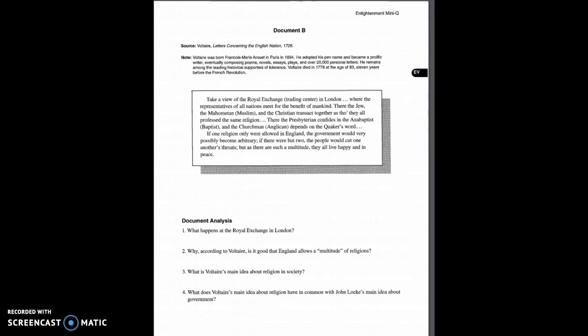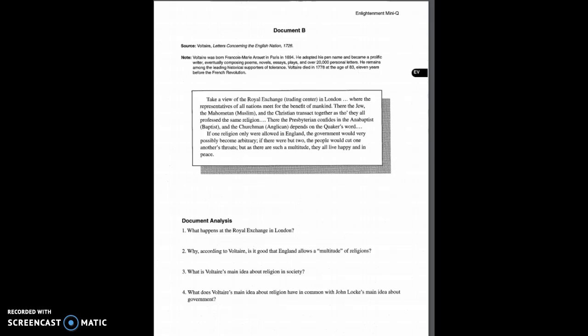There the Presbyterian confides in the Anabaptist, and the Churchman depends on the Quaker's word. Okay, so Voltaire here is giving examples of if you're confiding in someone, you're talking, you're putting your trust into them. If you're depending on someone, you have a relationship. So he's kind of making the connection here that these different religions, these different types of Christians, are all trusting, they're all sharing, they're all depending, they're all interacting at this Royal Exchange.